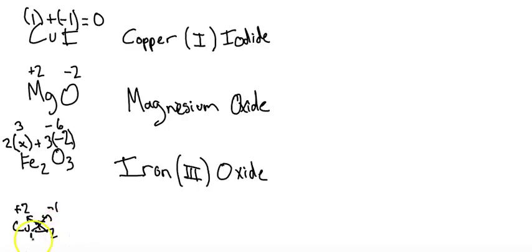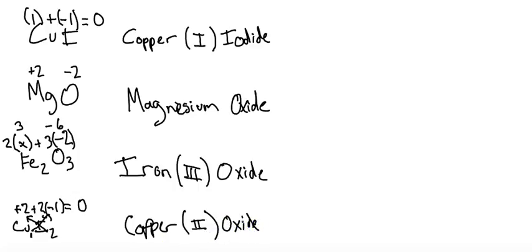So we check our work. We can do that by looking at the number of iodines. We multiply, because we know we have 2 iodines here. 2 times -1 is -2 plus a +2. That gives us 0. Our cross-criss method worked. So we know that we have copper 2 oxide.